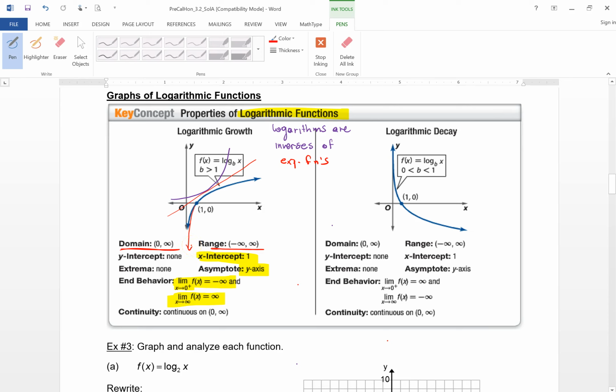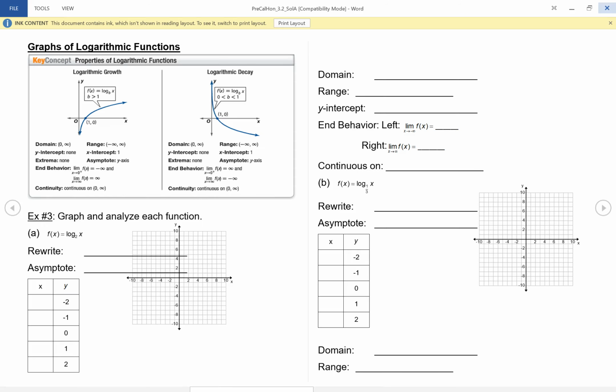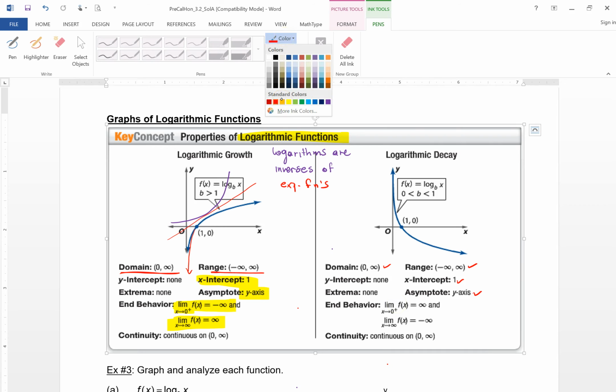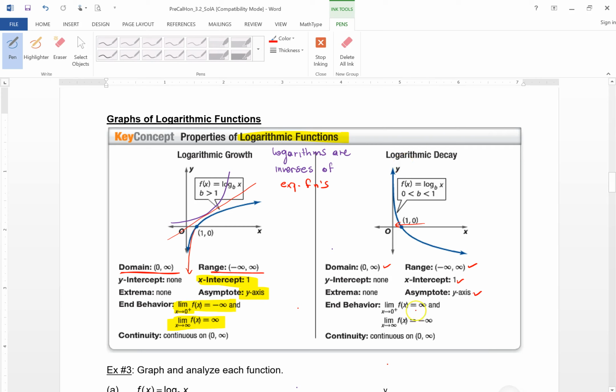So this is logarithmic growth, and here we have logarithmic decay. Asymptotes are the same. X-intercepts are the same. The domain and range are the same. The only thing that changes is the end behavior. So 0 plus represents approaching 0 from the positive side of the axis. So approaching 0 this way on the positive side of the x-axis. And as we approach 0, the graph goes up to positive infinity. As we approach positive infinity, the graph goes down to negative infinity.